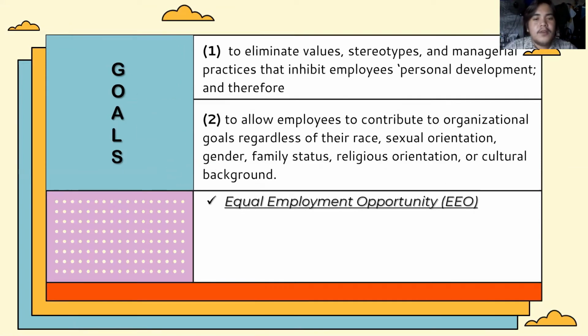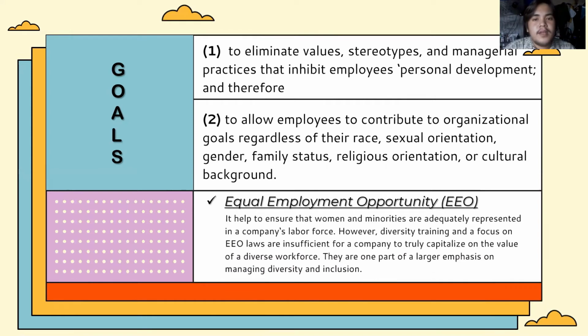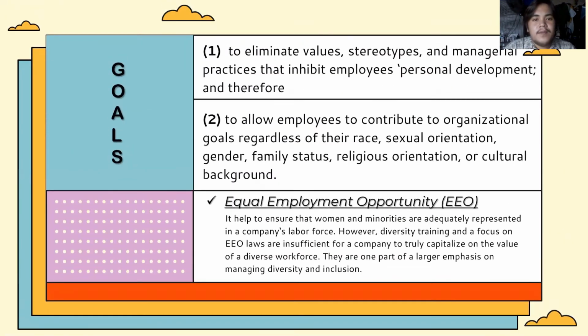Equal Employment Opportunity, or EEO, helped to ensure that women and minorities are adequately represented in the company's labor force. It means companies have focused on ensuring equal access to jobs. However, diversity training and focus on EEO laws are insufficient for a company to truly capitalize on the value of a diverse workforce. They are one part of a larger emphasis on managing diversity and inclusion.